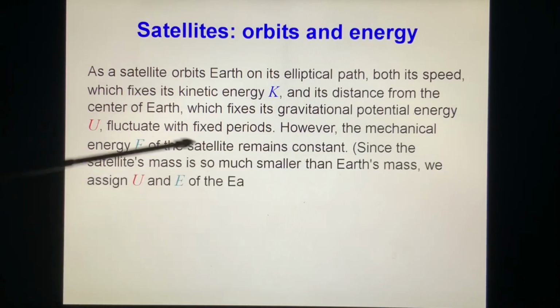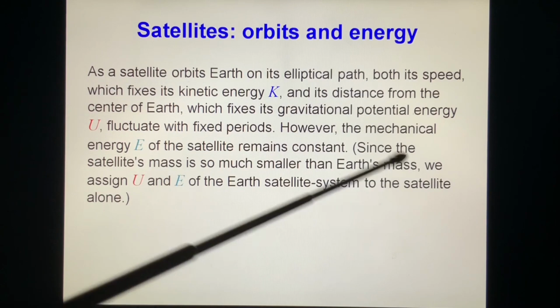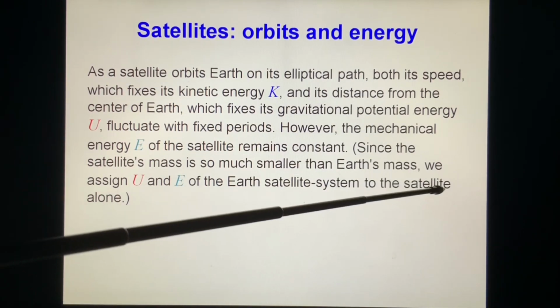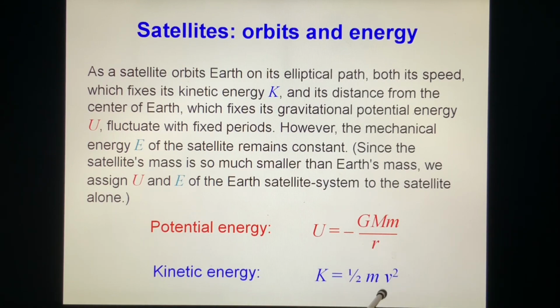Here, the potential energy should belong to Earth and the satellite. But Earth is so big, so we can say all the kinetic energy belongs to the satellite. Potential energy, as we know, is U equal to minus GMm over r. This is the mass of the Sun, the mass of a planet, and the distance between them. And its kinetic energy K is half mv squared, where v is the speed of the planet.